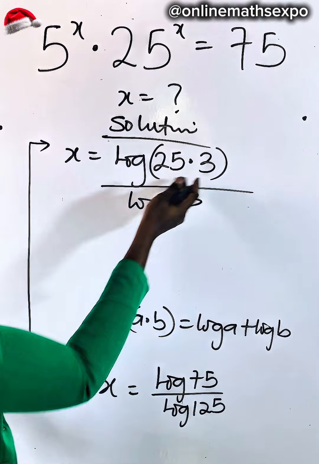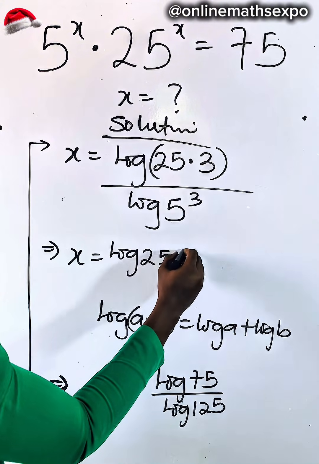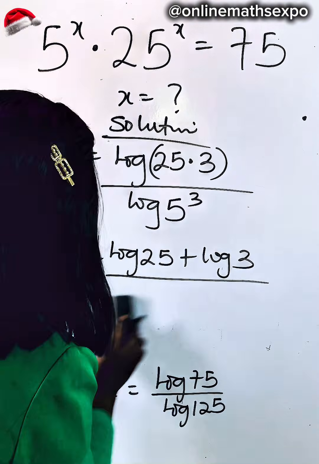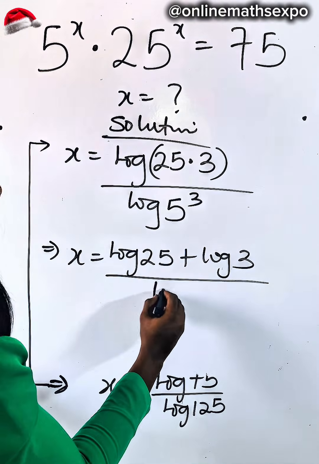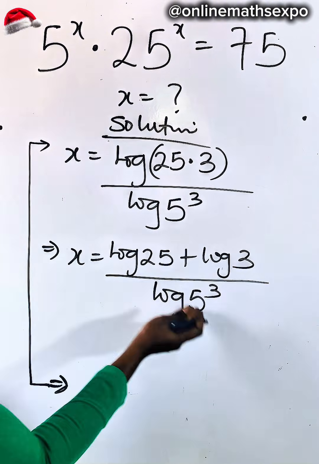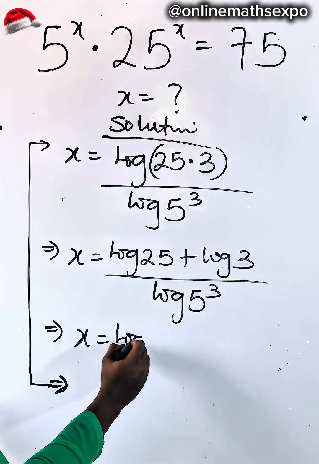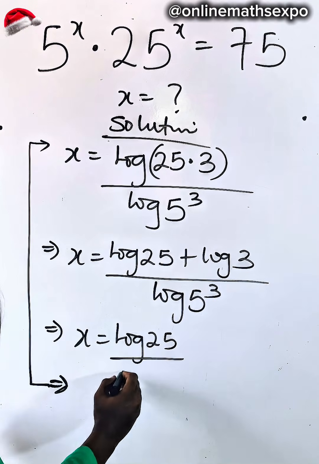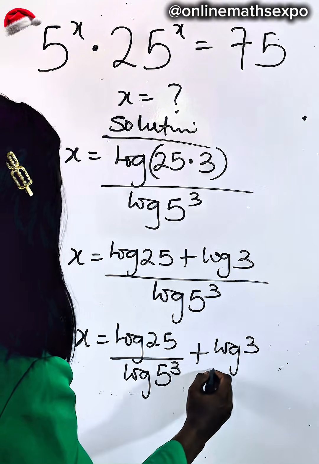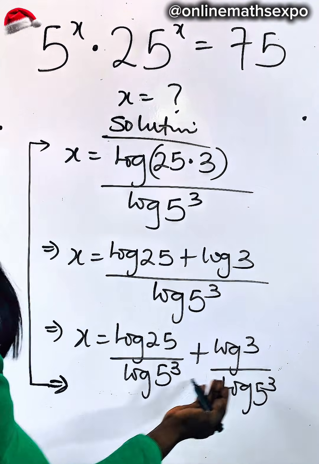So if you apply it here, we have x is equal to log of 25 plus log of 3 divided by log of 5 cubed. So keep solving. You are free to use this to divide each numerator. So it's going to give us x is log of 25 divided by log of 5 cubed plus log of 3 divided by log of 5 cubed. Now we keep solving.